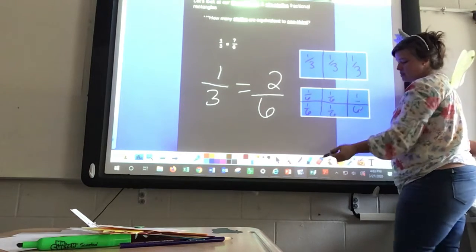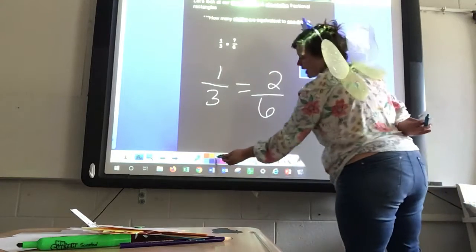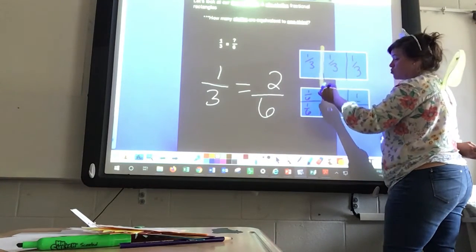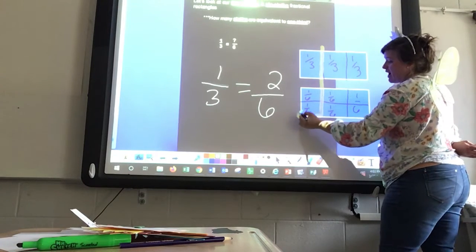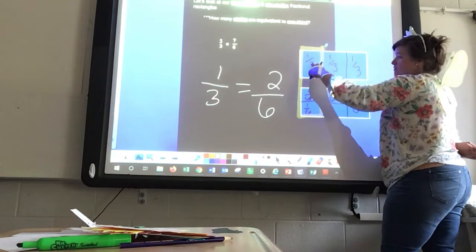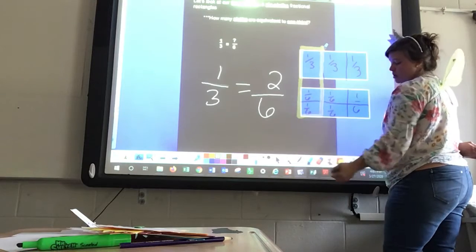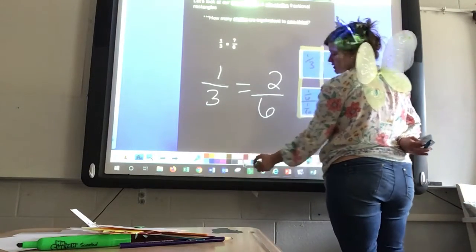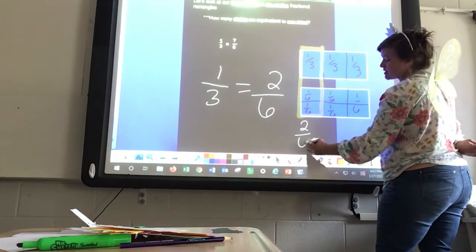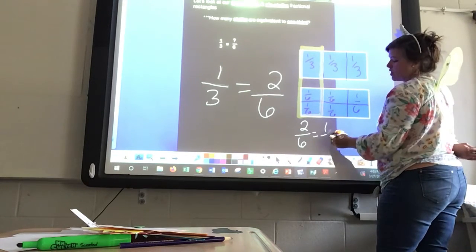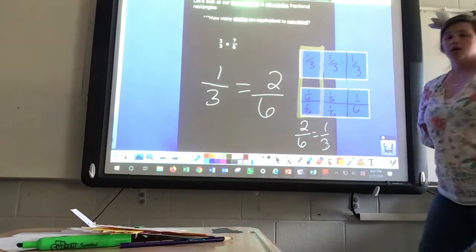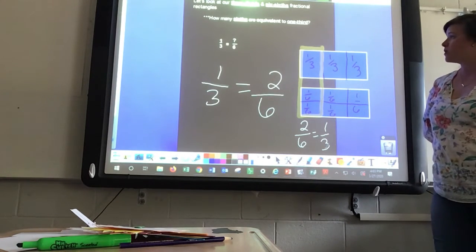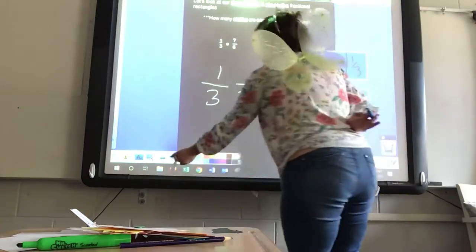Now if you look at these two, I'm going to take my highlighter and show you. If you have a visual drawn out, you can see that one of these thirds is equal to 2 of these sixths. So 2 sixths is equal to 1/3. So that's another visual if you have it drawn. But remember to keep the wholes the same.